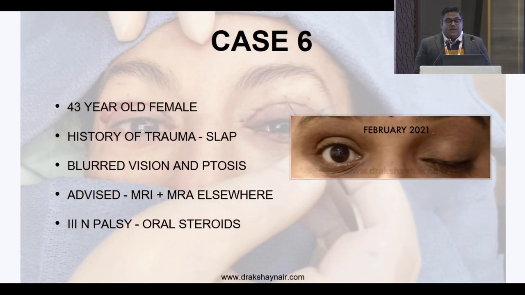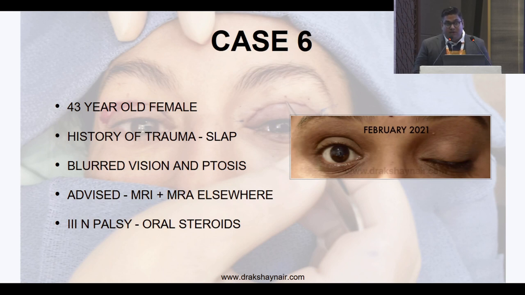So this is the next red flag: a 43-year-old female with a history of a slap, domestic violence, blurred vision, and ptosis. An MRI and an MRA was done elsewhere and was diagnosed as a third nerve palsy and was put on oral steroids. This was when we saw her.